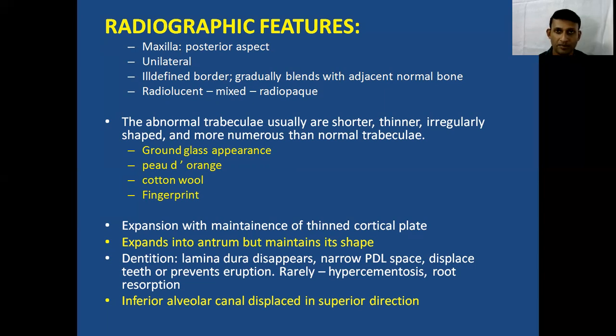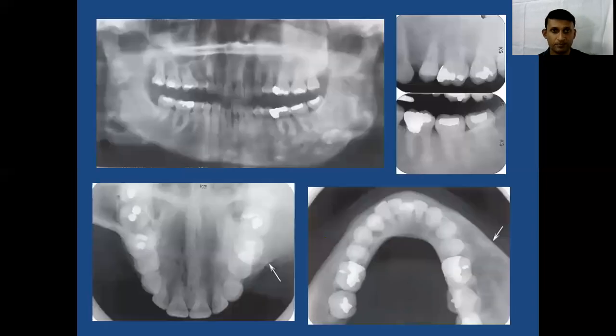Sometimes the fibrous dysplasia can affect the posterior part of the mandible. In such cases, the inferior alveolar canal will be displaced in a superior direction. So this is one of the very rare conditions where you can see the inferior alveolar canal getting displaced superiorly, because in all other conditions, the lesion will be displacing the inferior alveolar canal inferiorly.